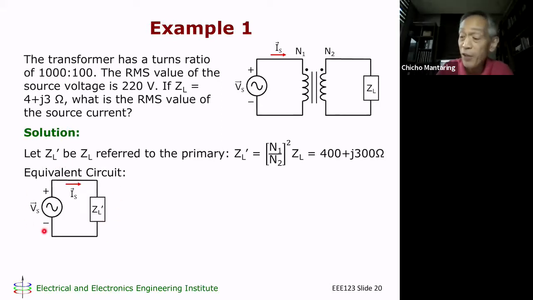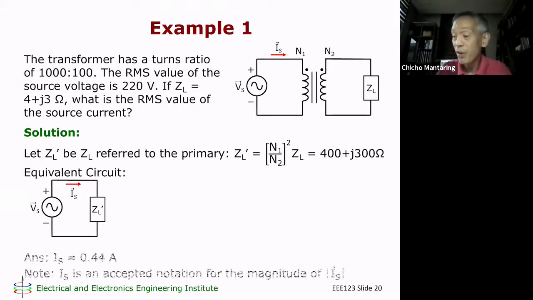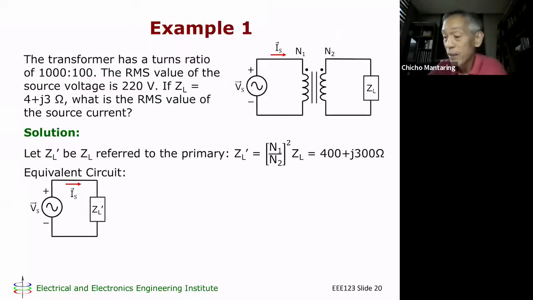And now this is my equivalent circuit. What V_S sees is just an impedance equal to 400 plus j300. How do we solve now for the RMS value? What is asked is the RMS value of the source current. I don't have the solution here, but what we can do is this.